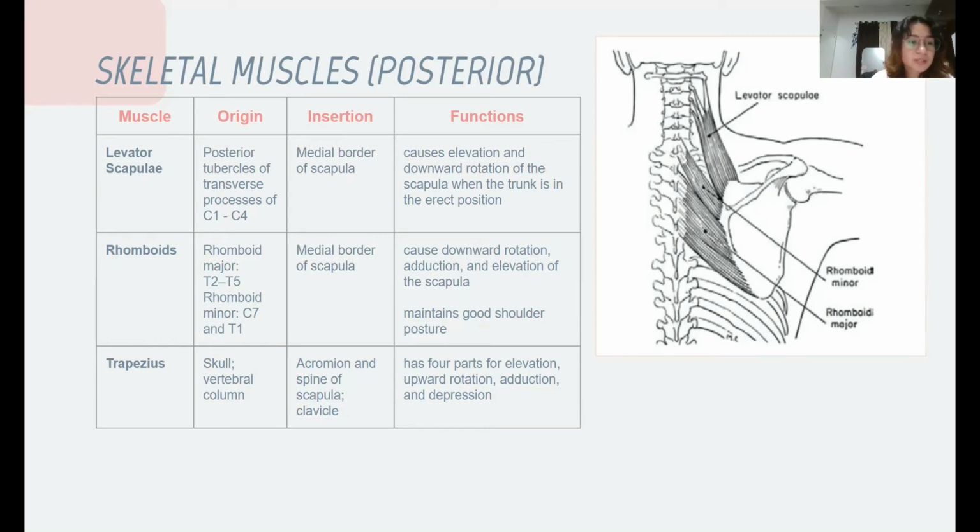This muscle also causes elevation and downward rotation of the scapula, especially when the trunk is in the erect position. The weight of the arm at the acromial end of the scapula pulls that end down at the same time that the levator scapulae is lifting the medial angle. These two forces combined act as a force which rotates the scapula.